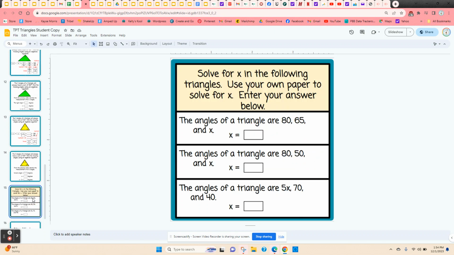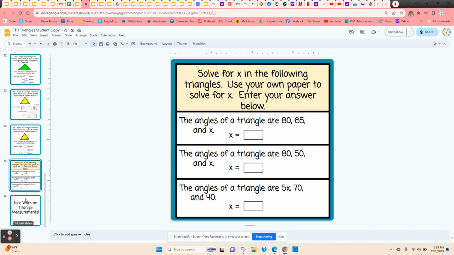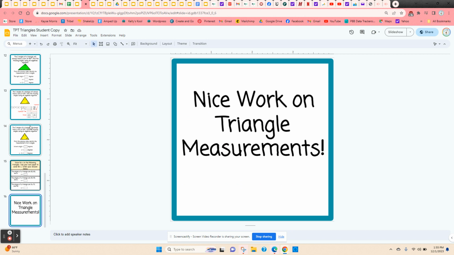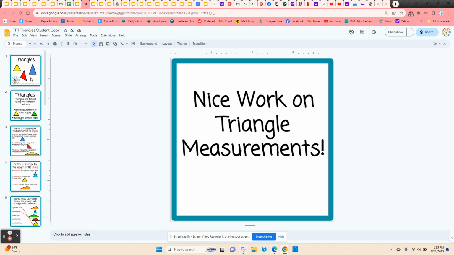Then on the final slide, they're just given three angles. One is missing, and they're going to use their own scratch paper to solve for x. And that is a digital lesson on triangles.